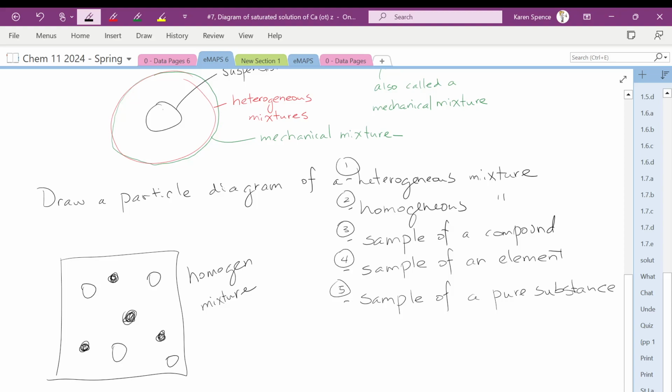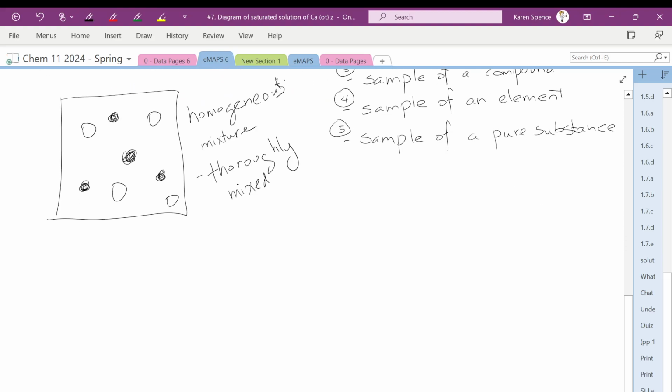Heterogeneous, yes. That's all you need to do. Yeah, beautiful. Okay, do you see how we have one area that's got one thing and one area that has a different thing? So it's not thoroughly mixed. Okay, anytime you have clumps, do you guys know what clumps are? Yes, anytime you have clumps, you have a heterogeneous mixture.